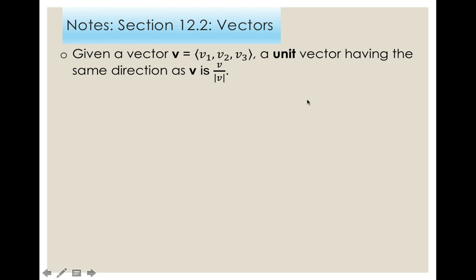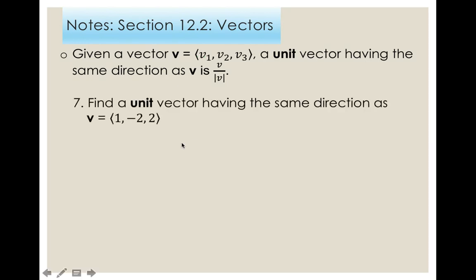All right, if we want a unit vector having the same direction as v, and hopefully this makes sense, if you have some vector and you find the length of it, and you take the same vector and divide by its length, you're going to get a unit vector. But I want the same direction here. So what do I need to do?